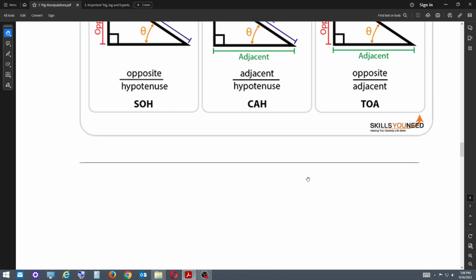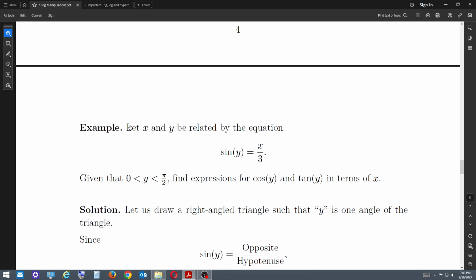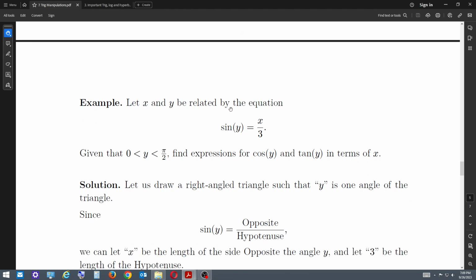And I'll use a simple example to illustrate that. Suppose I tell you, again, this is the first example we looked at, but a slightly simpler version. We only need to find two of the functions. Suppose I tell you again that sine of y is x over 3. Given that y is in the first quadrant, find expressions for cosine y and tangent of y in terms of x.